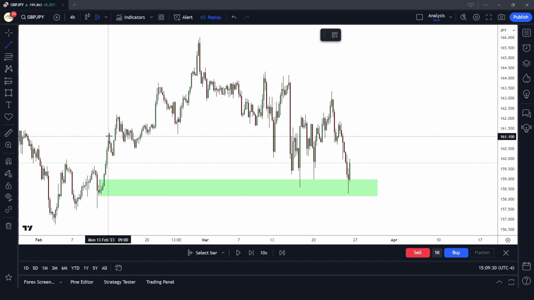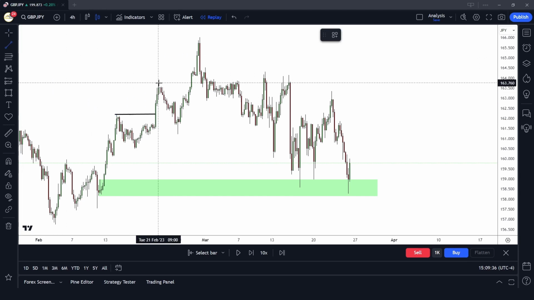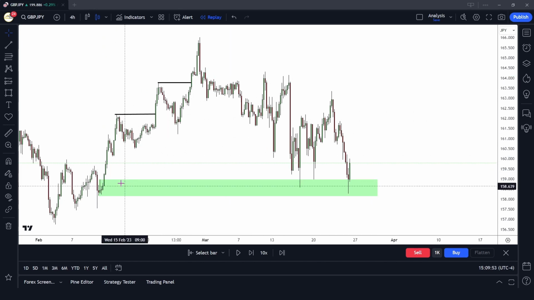For example, here, the market is breaking this higher high and forming a next higher high. Similarly, we can also see the market forming this higher high and breaking this higher high and forming another higher high. And with these consecutive higher highs, there is also formation of these higher lows, which shows the market is in a bullish trend.